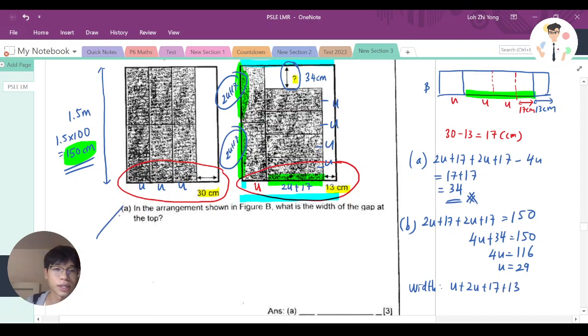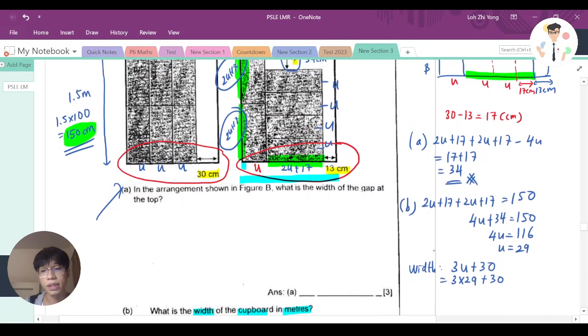And of course, you can use here, like, it will be much easier, right? Or you can just say 3 times u plus 30. Oh, let me use that. I think that is much easier. Okay. Anyway, here also the same. So 3 unit plus 30. So it'll be 3 times 29 plus 30.